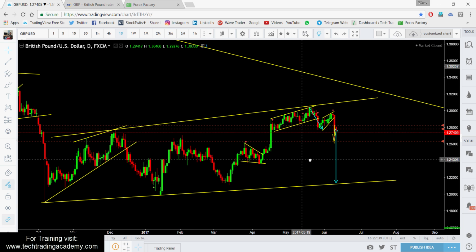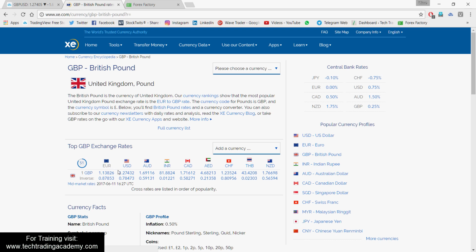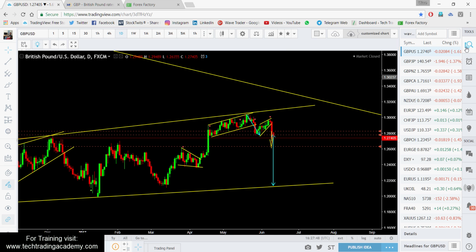All right, so this is the pound pair. We don't have any gap over there. You fellas can see over there, currently not showing any gap. Let's look at the other pairs.